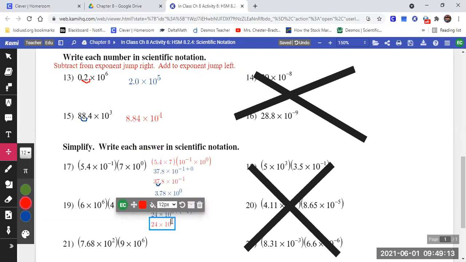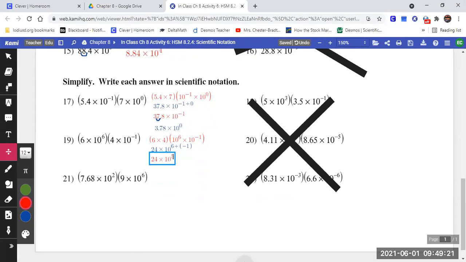To the 5th, yes. Now, is this scientific notation? 24 times 10 to the 5th. Is that scientific notation? No. Why is it not scientific notation again? What messed it up? It's got a 10 to the. Isn't that always scientific notation, 10 to the? Oh, 2 numbers in front of the decimal, because technically there's a decimal after this 24, right? An understood decimal.